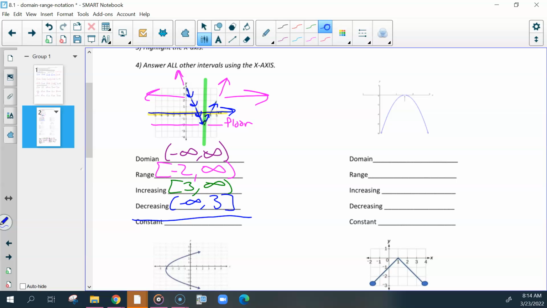What other questions do we have on this? We're going to stop there for today and we're going to finish these tomorrow.